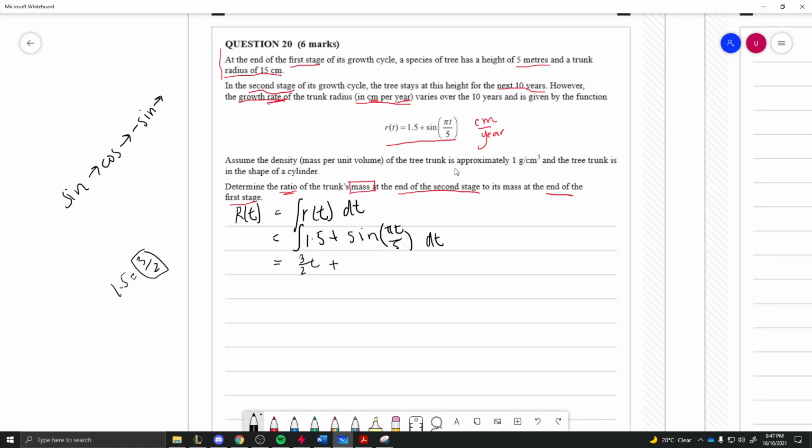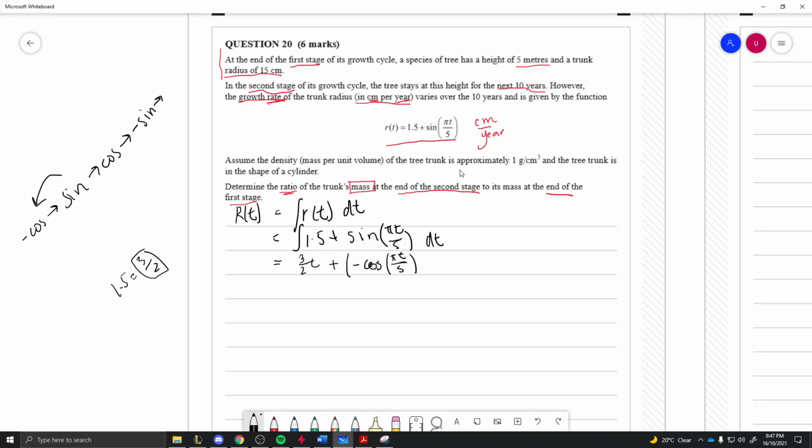So, you can kind of remember it like this. When you integrate, you go backwards. So when you integrate sine, it will turn to negative cos. So plus, let's just put this in brackets because we've already taken the plus. So negative cos pi t over 5.